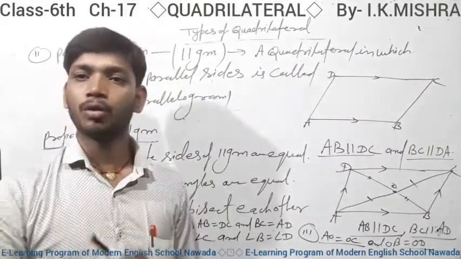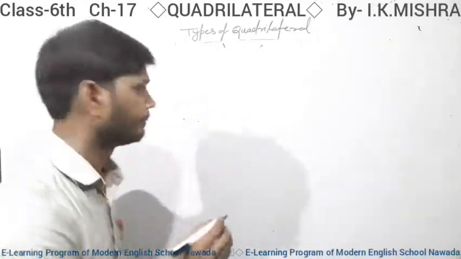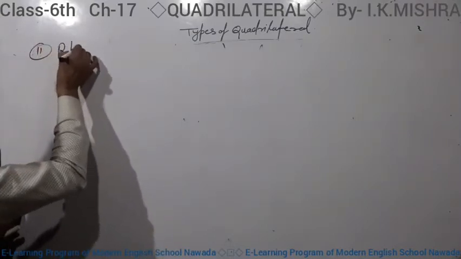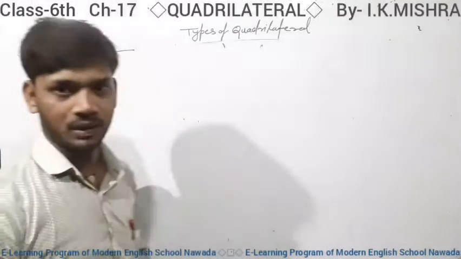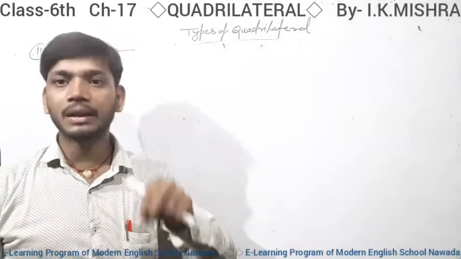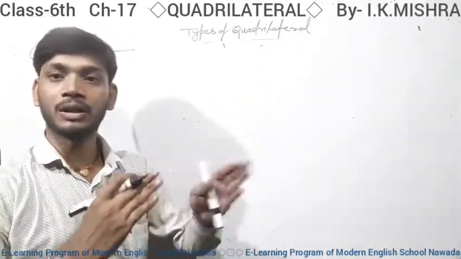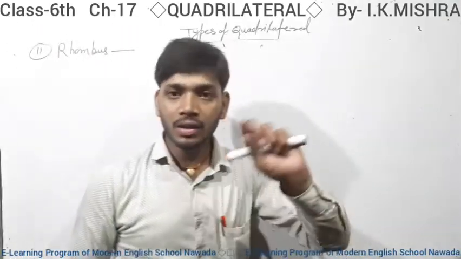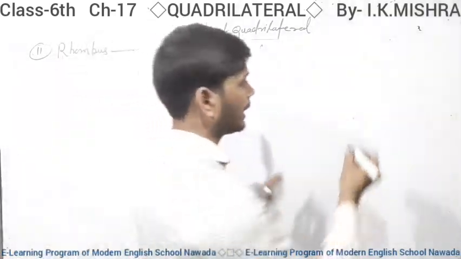Students, now proceed to the next type of quadrilateral, rhombus. What is a rhombus? A parallelogram. That means a rhombus is a parallelogram in which opposite sides are parallel, a parallelogram in which each side is equal. Here I draw a figure.